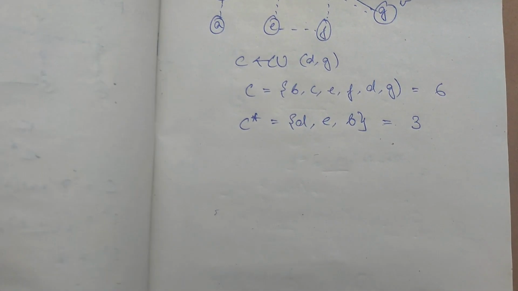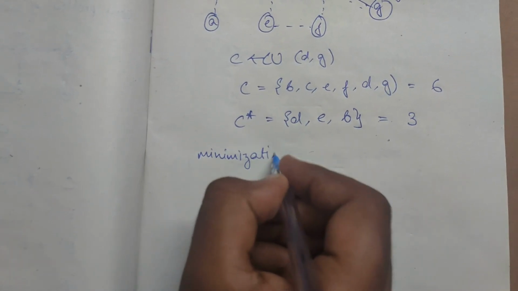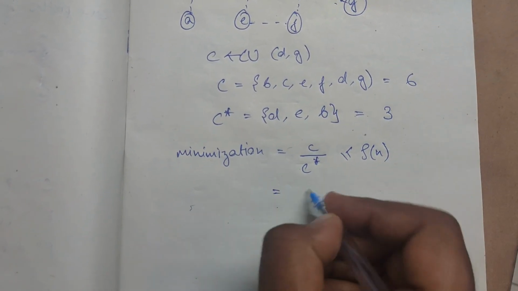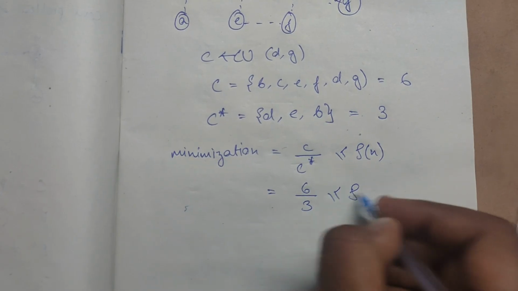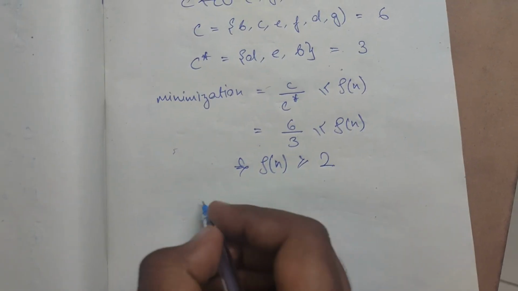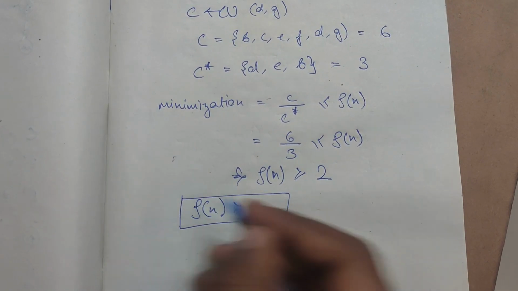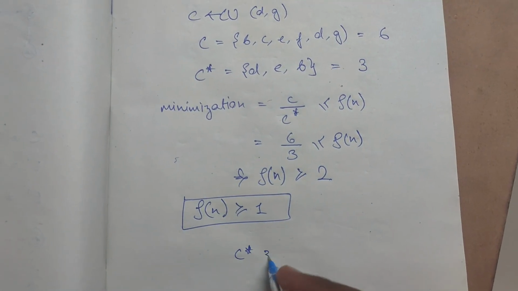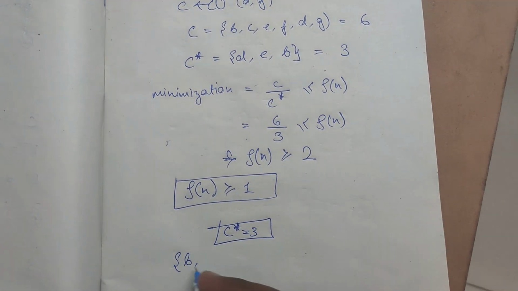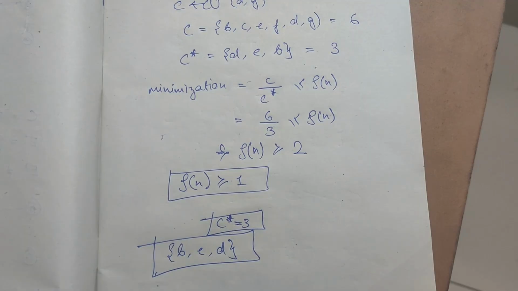So what did I tell you, that for minimization you have C divided by C star should be less than or equal to rho of n. So 6 by 3 should be less than or equal to rho of n, which is nothing but rho of n is greater than or equal to 2, and this satisfies the condition rho is greater than or equal to 1. Therefore C star is equal to 3 is the optimal solution, and the optimal solution is B, E and D. So this was the vertex cover problem using the approximation method.